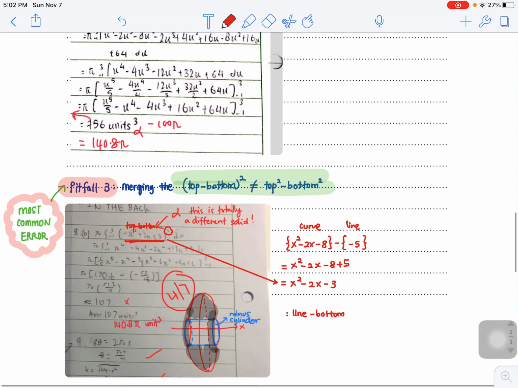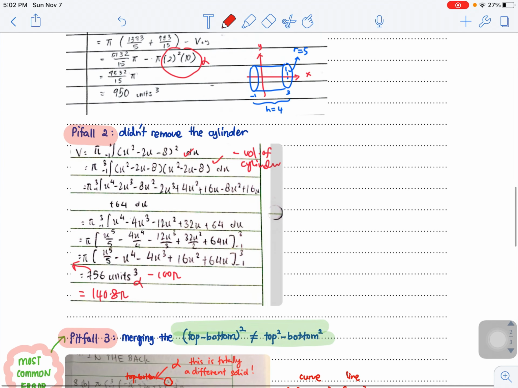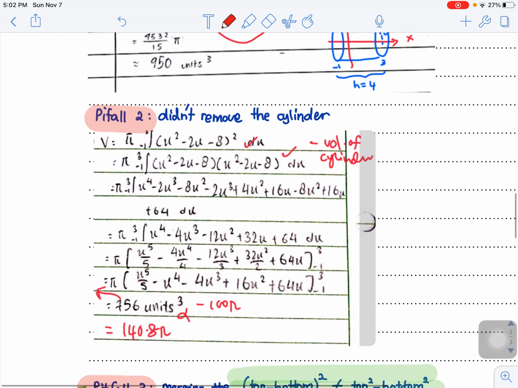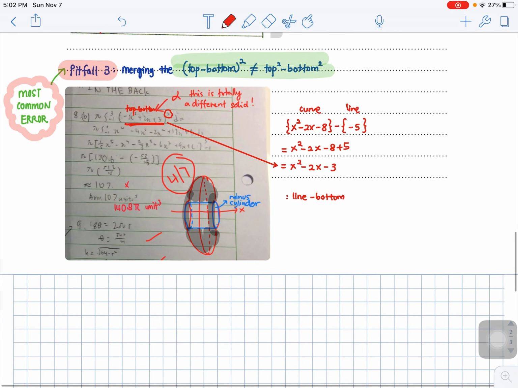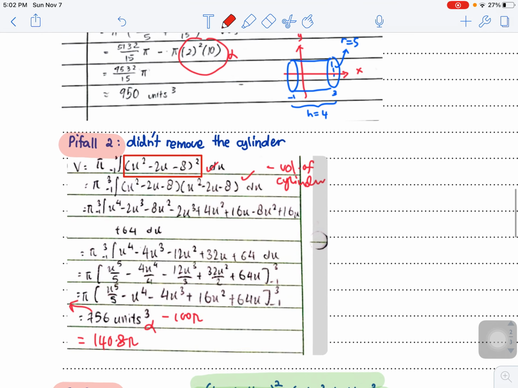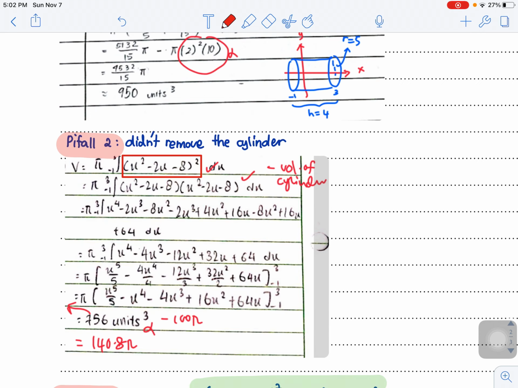And then the next one, let's look at the next misconception. What is that? He did it only for the curve. Okay, what region did he get? He got this whole red colored region, but he did not remove the cylinder. So you have to watch out.